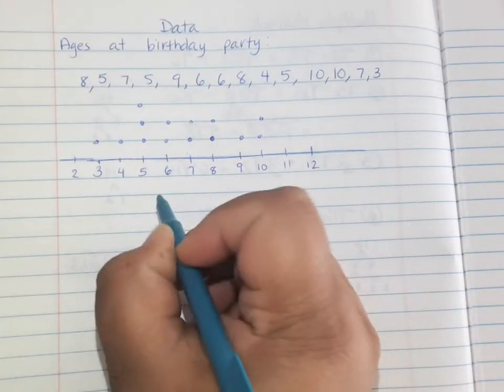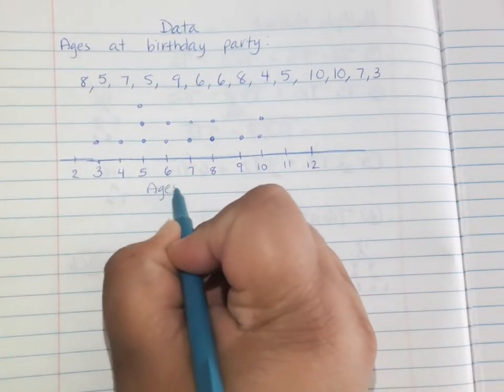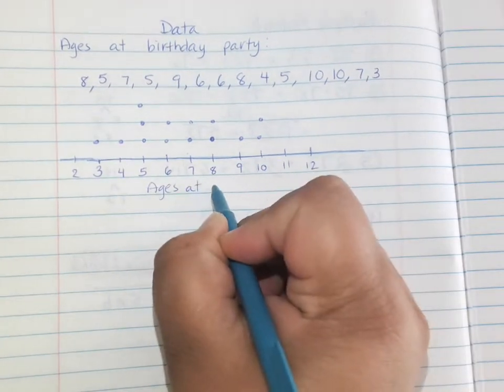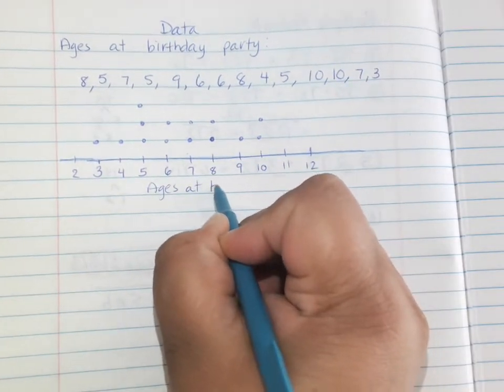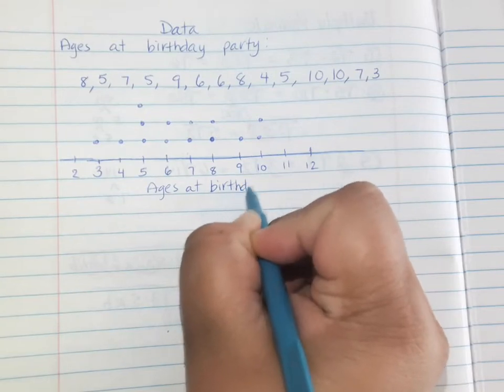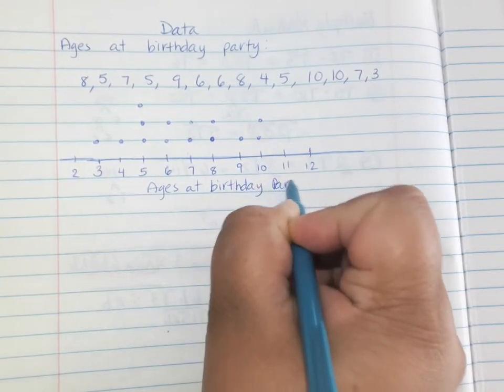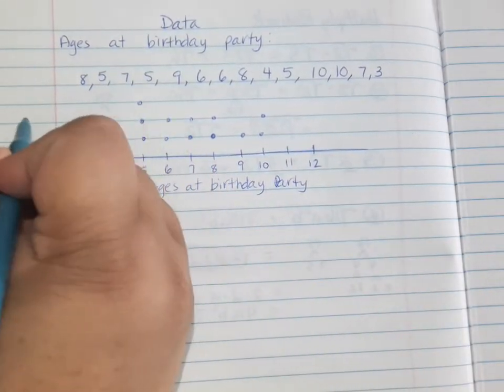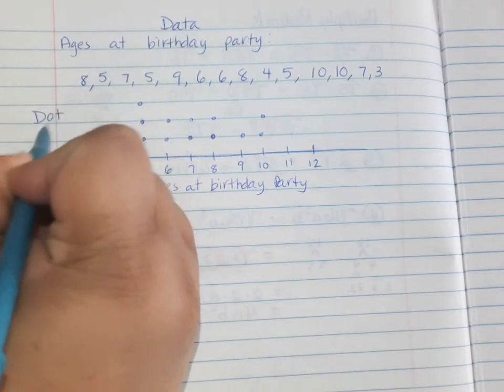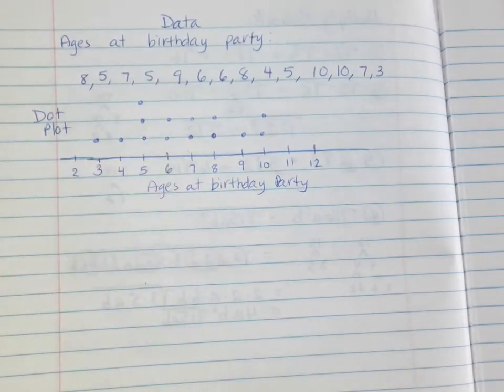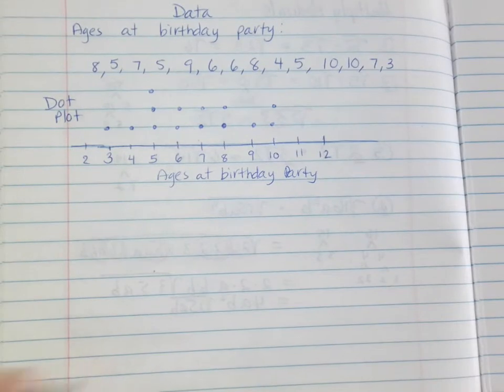And down here we're looking at ages at birthday party. So I'm going to label this dot plot so you have it in case you're writing notes.